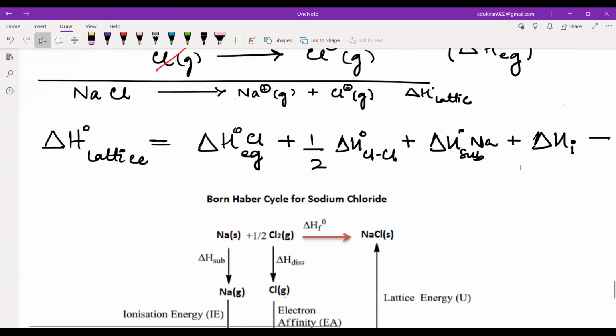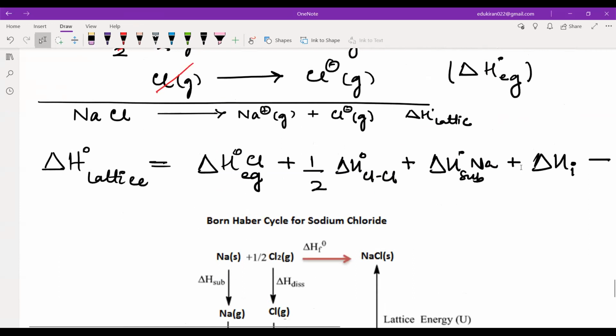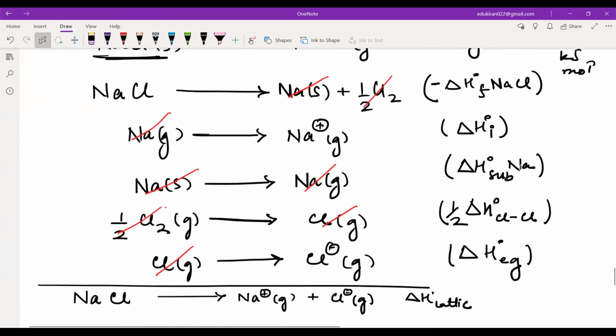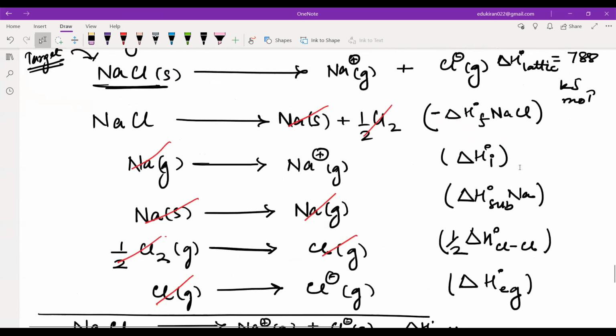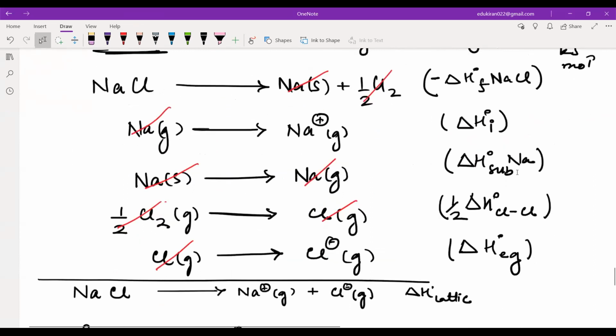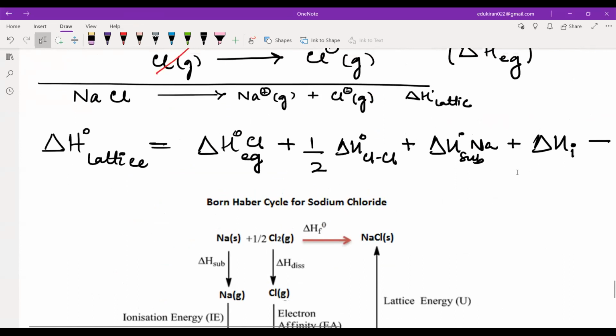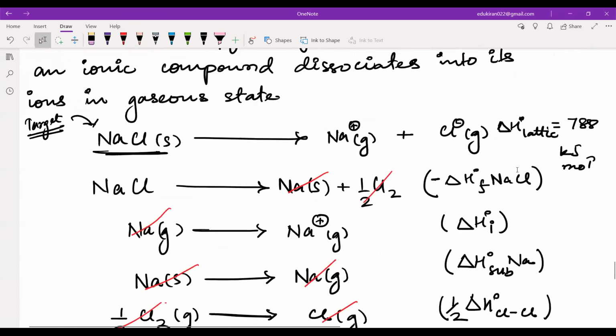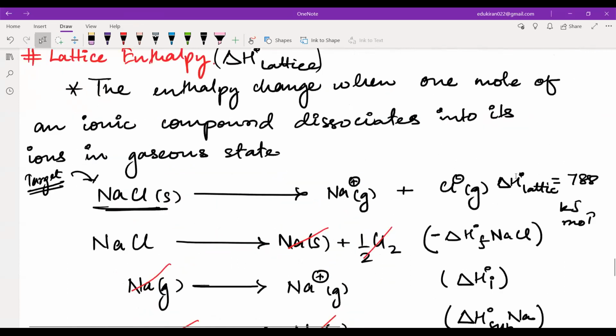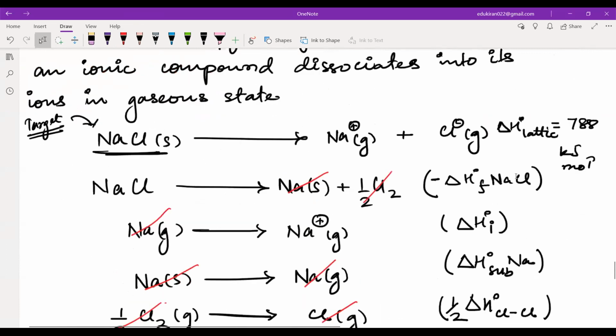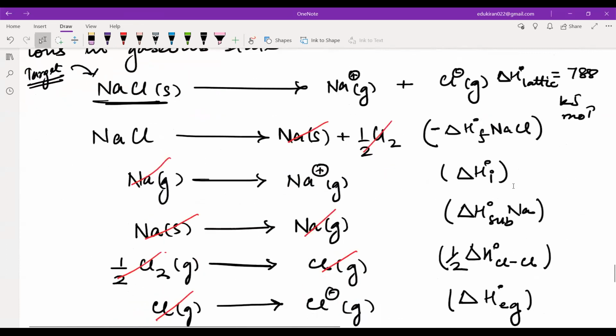Okay, so the best way, I think, is this particular flow of reactions, and it is very much representative of the Hess law that we have learned just now. So this is lattice enthalpy. You may be asked this directly: give me the reaction for the calculation of lattice enthalpy of sodium chloride. Then you will have to write all of these reactions.